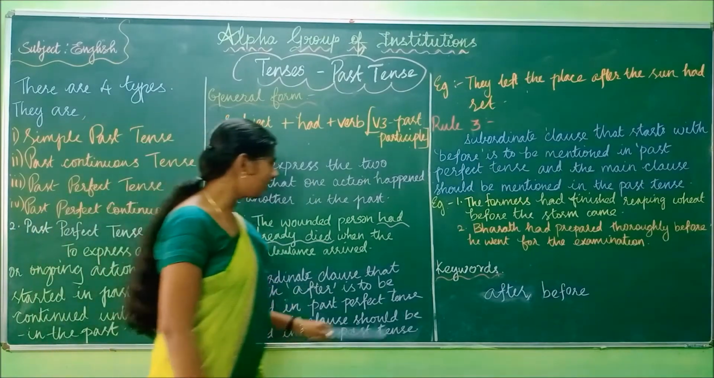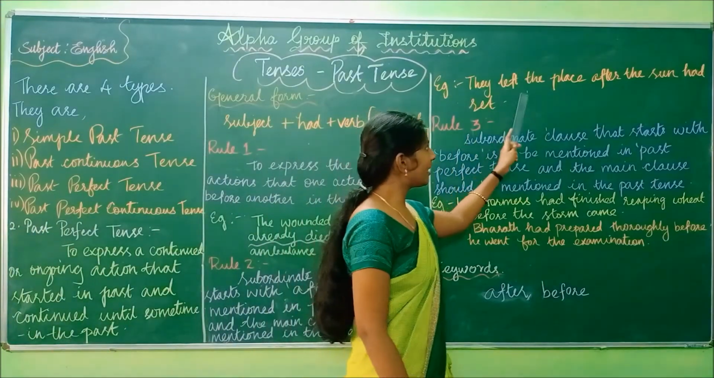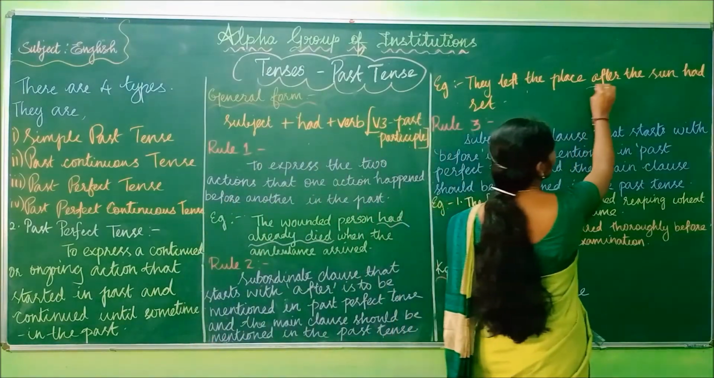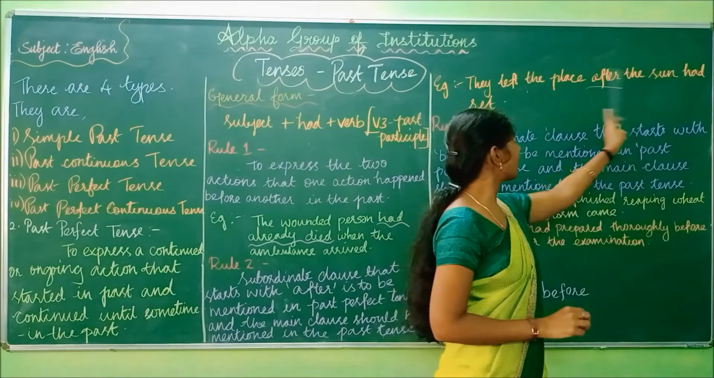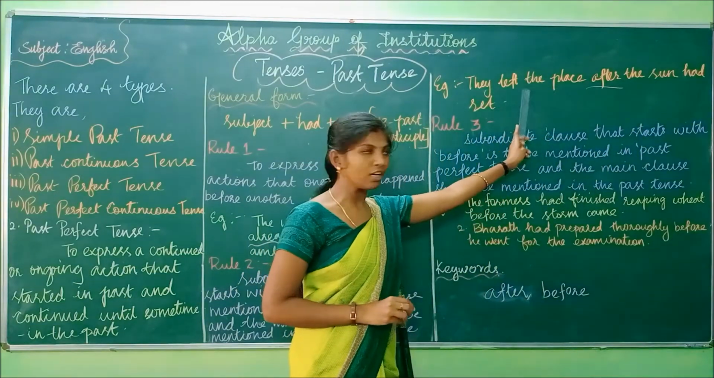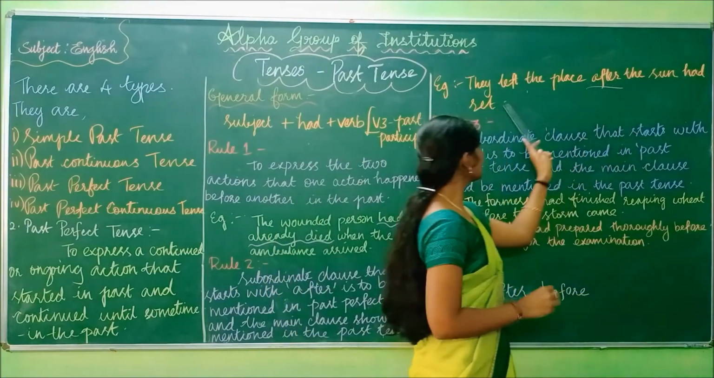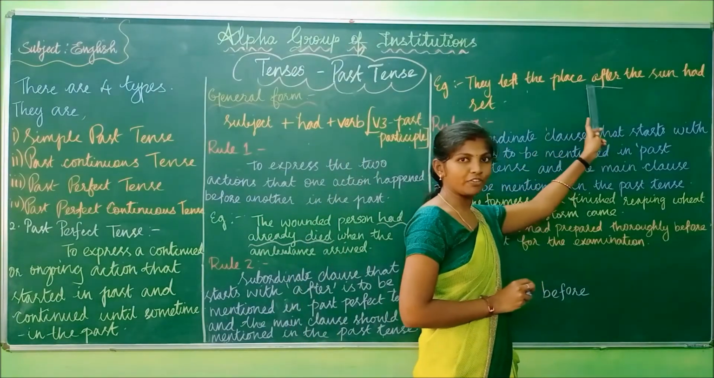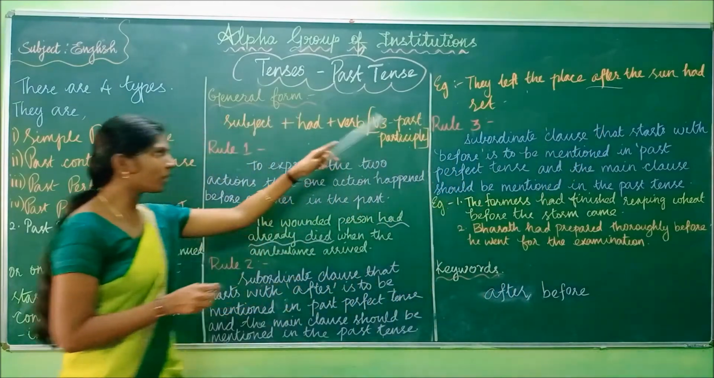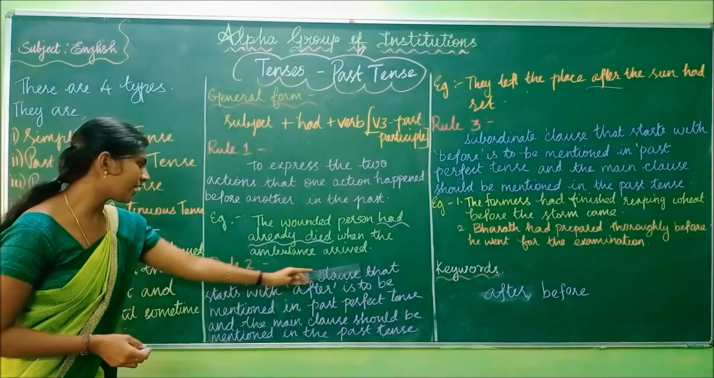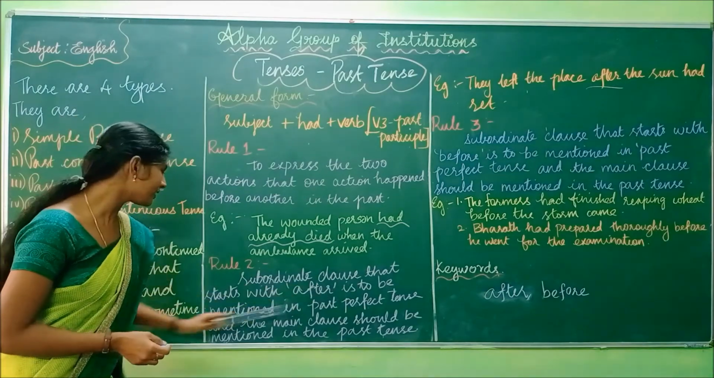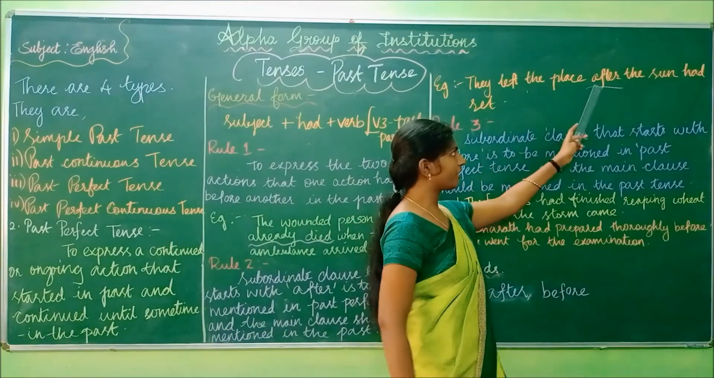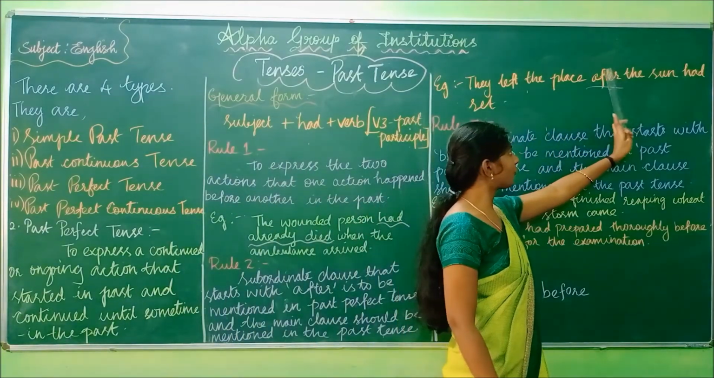Let's see the example. They left the place after the sun had set. Here it starts with after, so this is called the subordinate clause. They left the place is the main clause. After the sun had set is the subordinate clause. So the subordinate clause comes with after. What do we see here? The subordinate clause that starts with after is to be mentioned in past perfect tense.